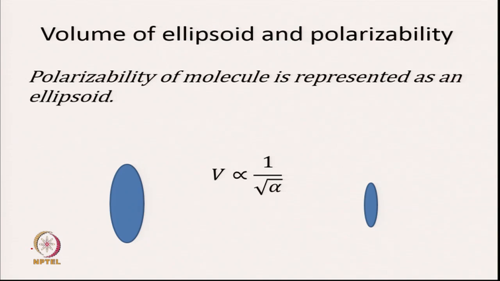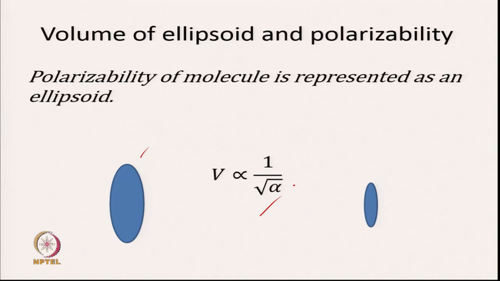So let us first understand what we mean by the volume of the ellipsoid and polarizability. It is important to understand polarizability because then you can understand whether a molecule is vibrational Raman active or not. Polarizability of a molecule is generally represented as an ellipsoid, and the volume of the ellipsoid is inversely proportional to the square root of alpha, where alpha is polarizability.